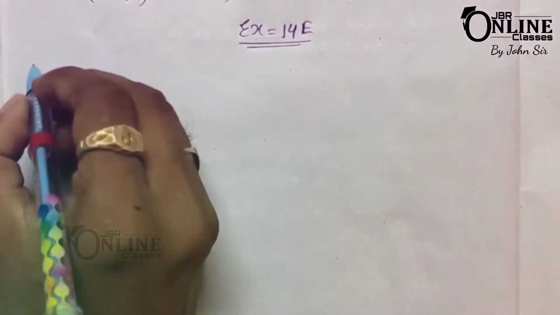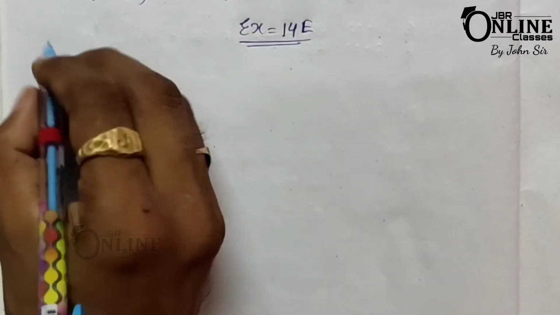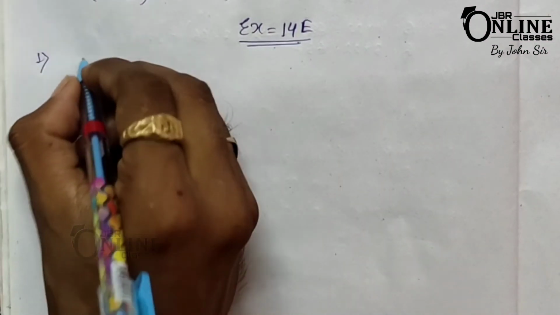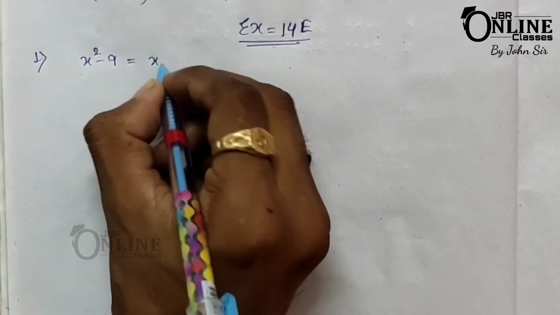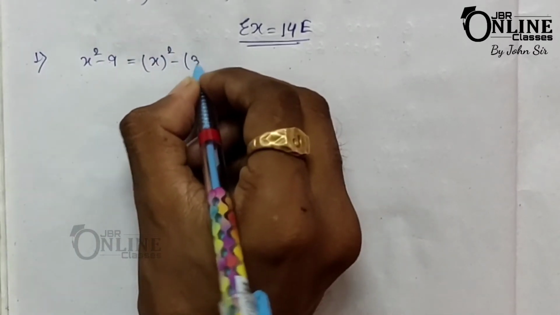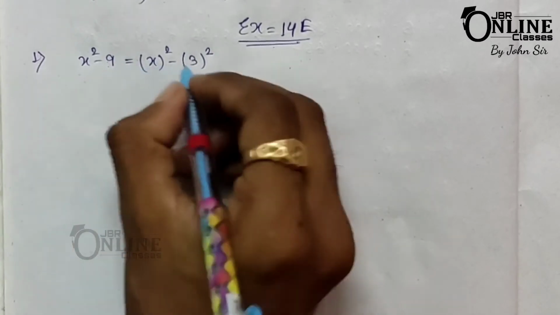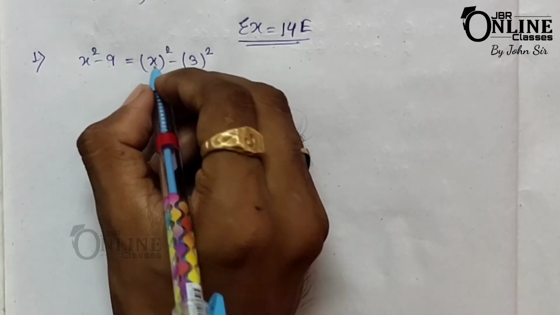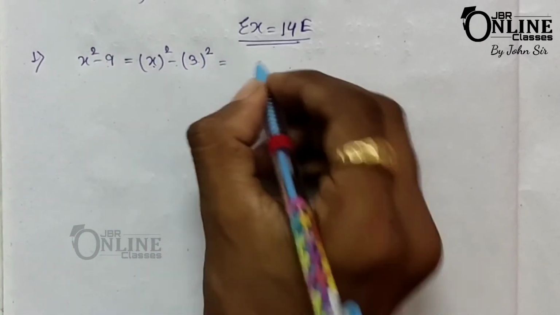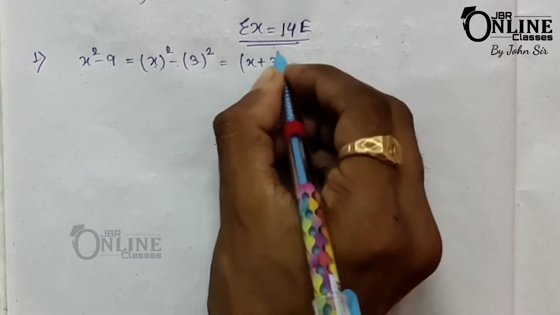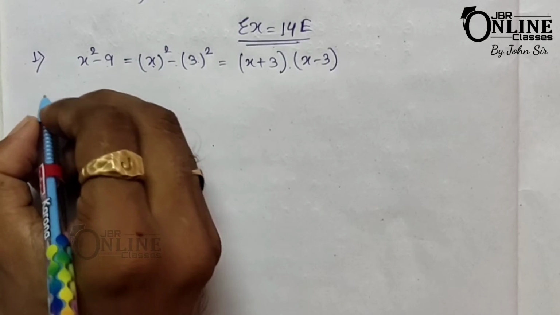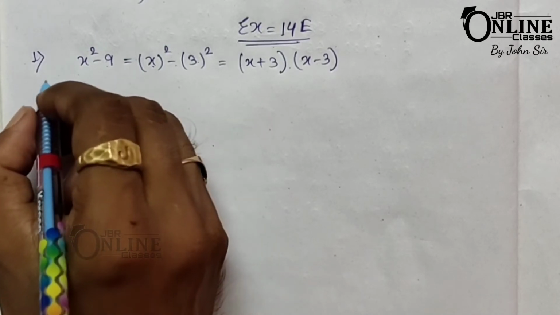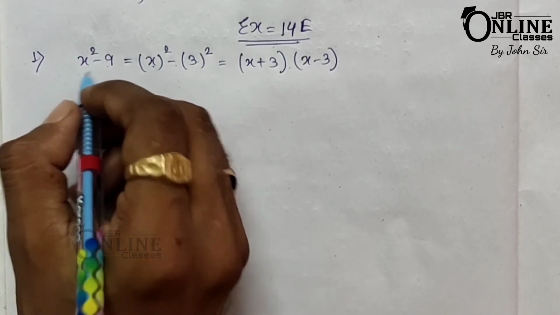Now next, exercise 14e. In the first problem here, x square minus 9. Just write it in this way: x whole square minus 3 whole square. 3 whole square means 9. Now you can apply the formula a square minus b square. According to the formula, a plus b into a minus b. That is the final answer. Now the same problem for sum numbers 2, 3, 4 and 5.